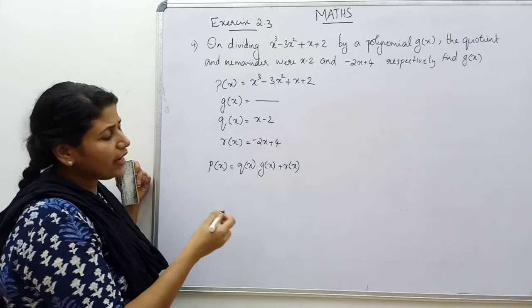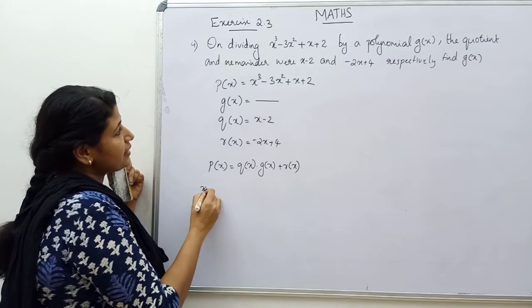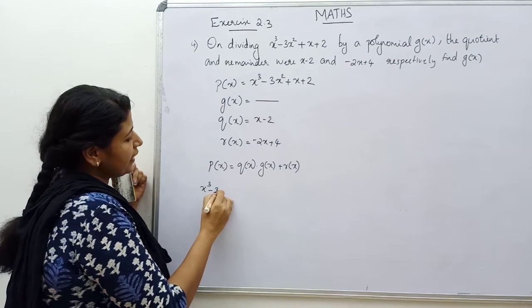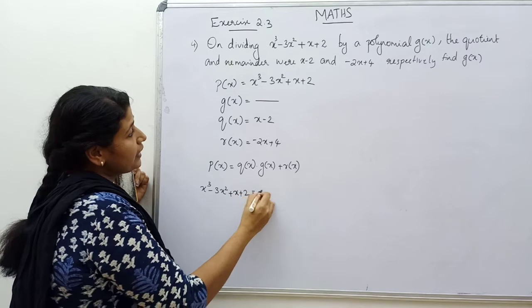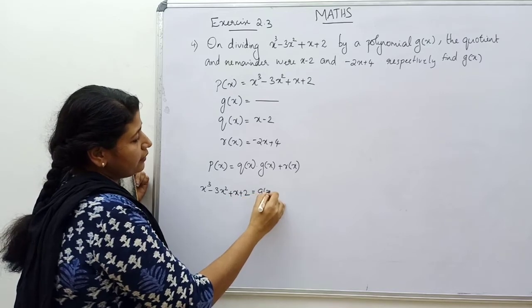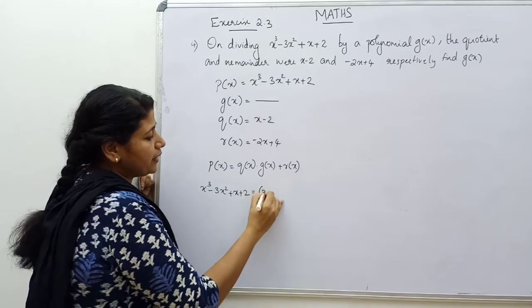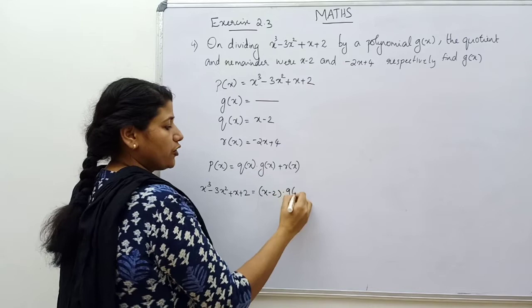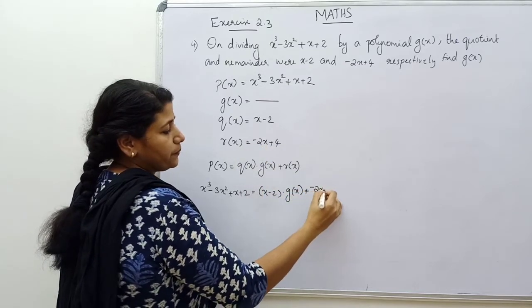So we can substitute the values in this, isn't it? So we will write p of x as x cube minus 3x square plus x plus 2. This is our p of x. Sorry, here first I want to write q of x. Q of x is x minus 2, and into g of x. G of x is not given. Plus r of x means negative 2x plus 4.